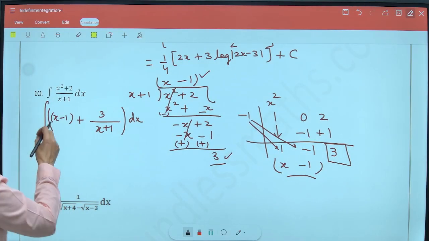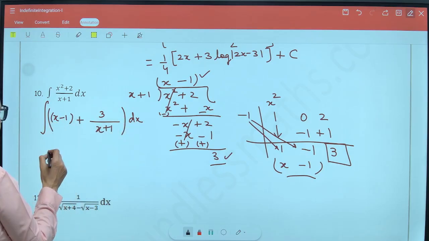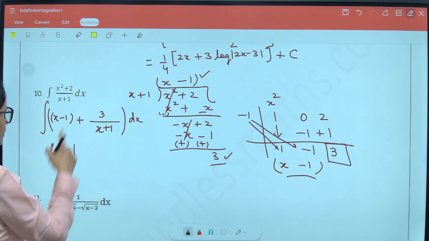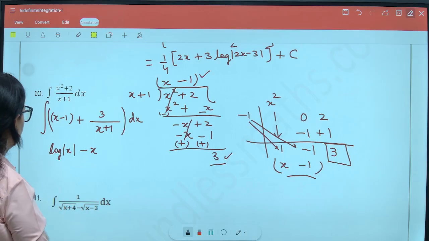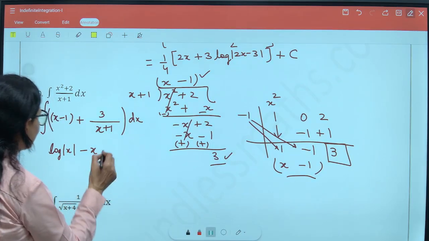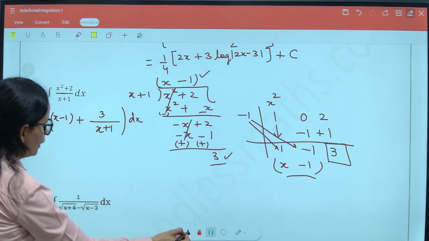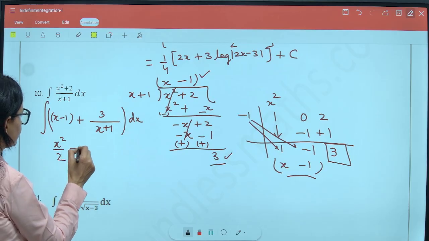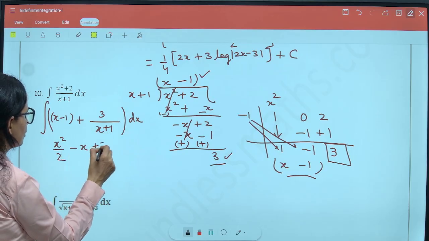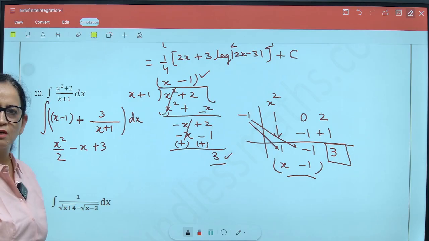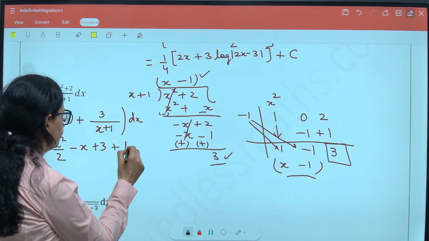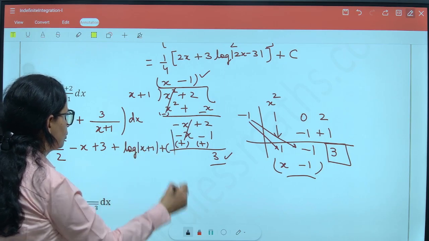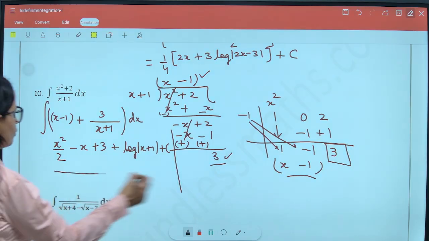Now you need to integrate each term individually. Sorry, integral of x is x square by 2, not log x. Integral of 1 is x. And then 3 is the constant. Integral of x plus 1 is log of x plus 1. And then you have the constant of integration. So this is your final answer.